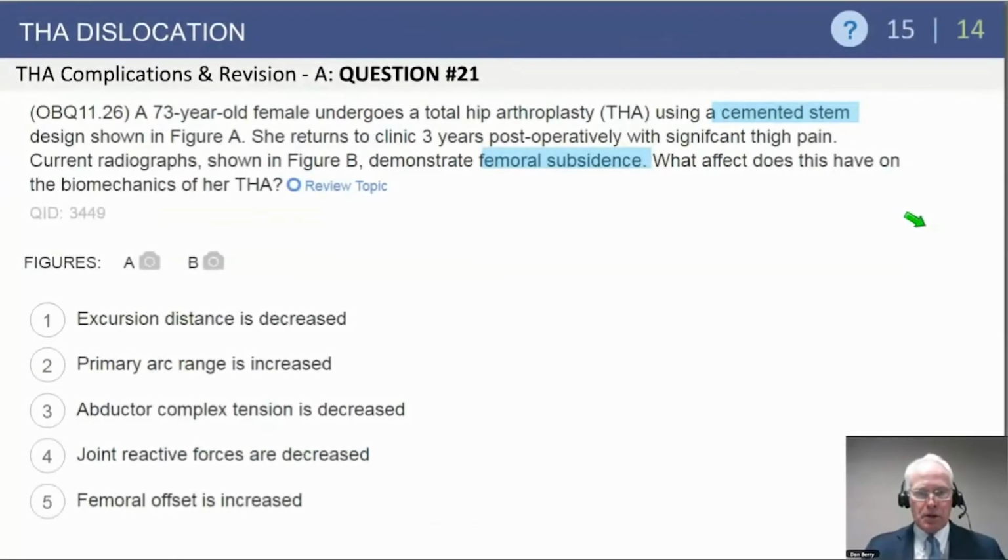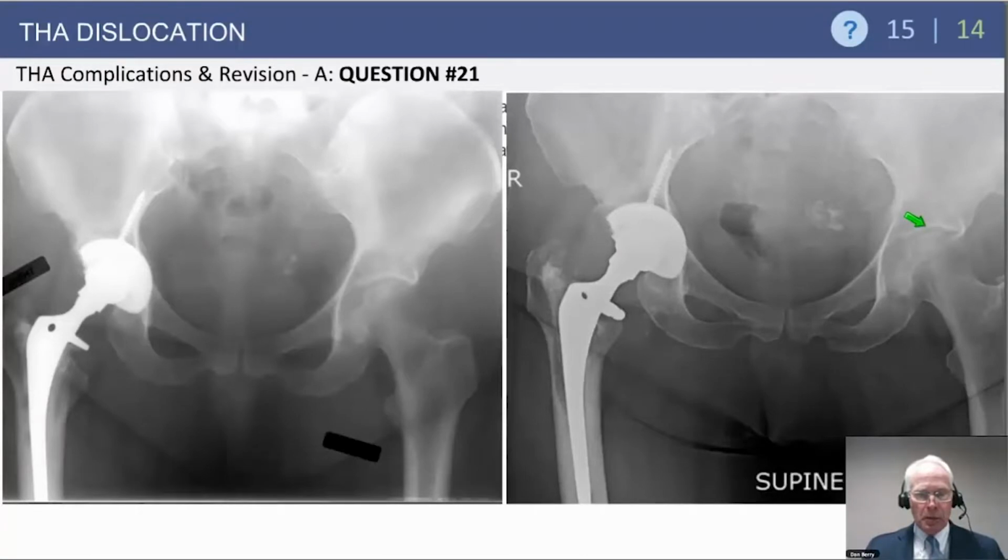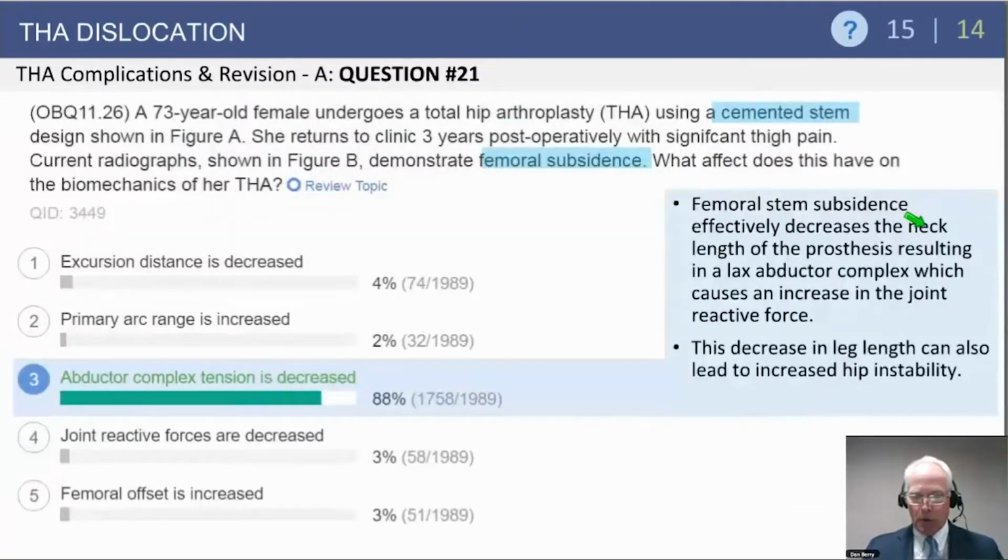The first question concerns a 73-year-old woman with a loose cemented stem which has subsided, and the question asks, what effect does this have on the biomechanics of the patient's hip arthroplasty? These are the radiographs. You can see the slide on your left shows the stem before subsidence. The slide on your right shows the stem after subsidence. So the limb has shortened.